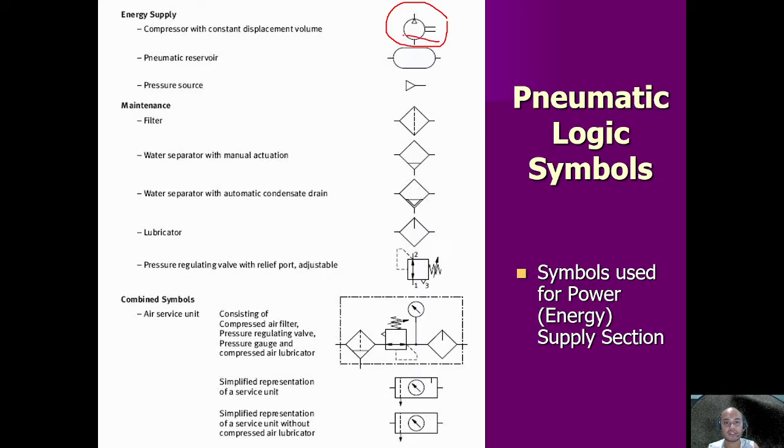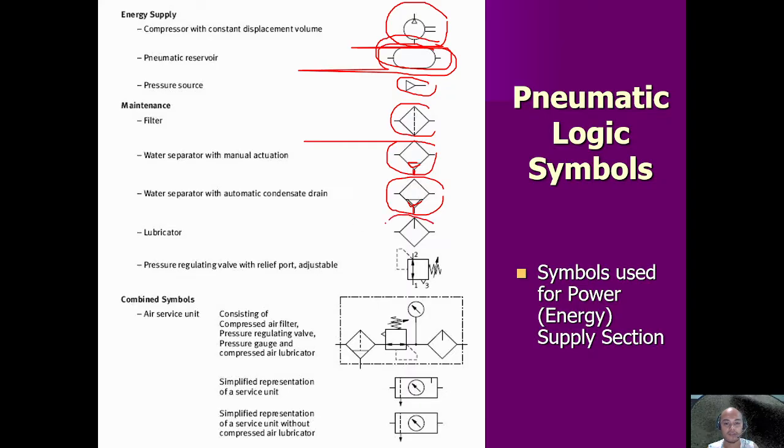Next, we have the pneumatic reservoir. In this symbol, we store the air, the compressed air, inside the tank. We have the pressure source. We have the filter, so there is a broken line and in between the diamond. And then we have a water separator. This is water on the bottom, and then you drain it manually, so it has manual actuation of the drain. And this one is the filter with automatic drain.